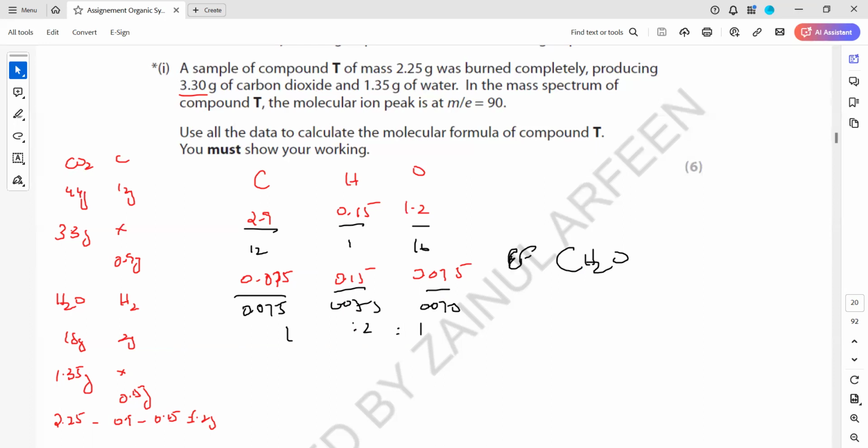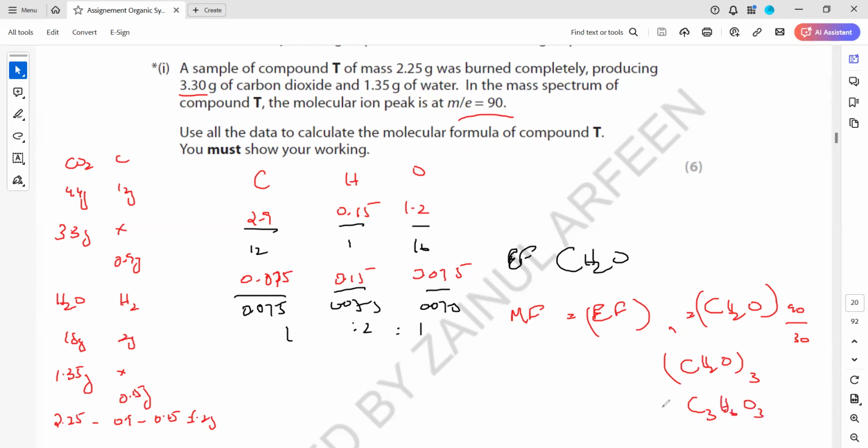That's the empirical formula, but we need the molecular formula. Molecular formula is empirical formula times N. The empirical formula is CH2O. What is N? N is found from the molecular mass. In the mass spectrometer, the molecular ion peak is 90. The empirical formula mass is carbon 12, hydrogen 2, oxygen 16, so the total makes 30. So 90 divided by 30 is 3. So this will be CH2O multiplied by 3, so C3H6O3. That's the molecular formula.